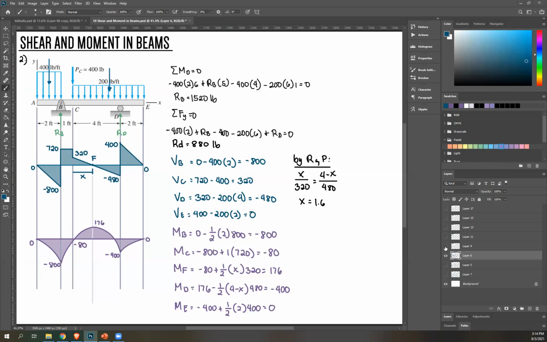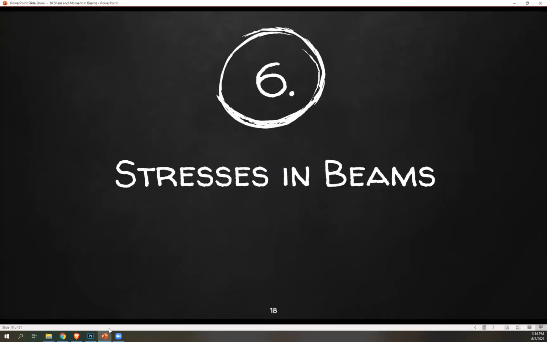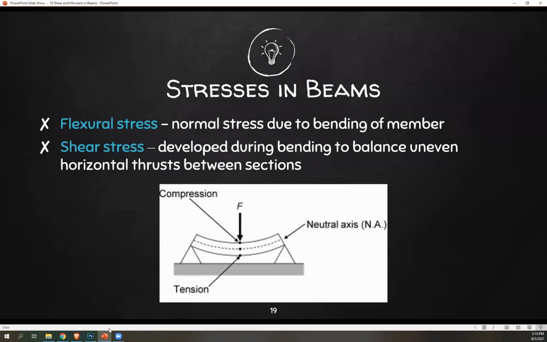Right, since you don't have any questions, let's move on to the next topic, which is stresses in beams. So now we're done creating your shear moment diagram. Now, the reason why we're doing that is to figure out the stresses in your beam. So that's going to be based on the diagrams we've made earlier.